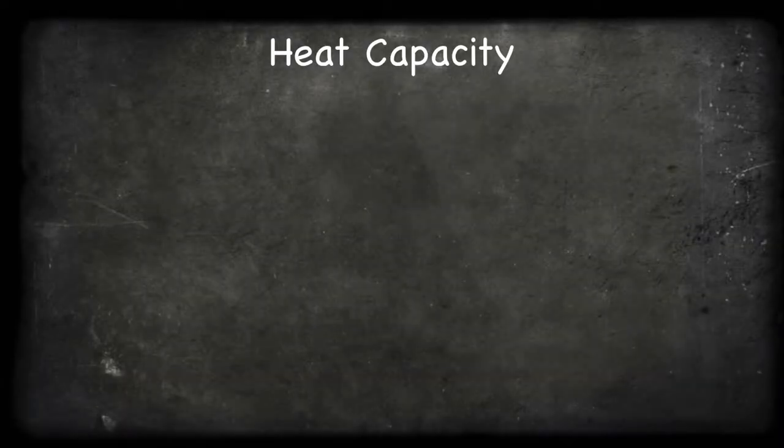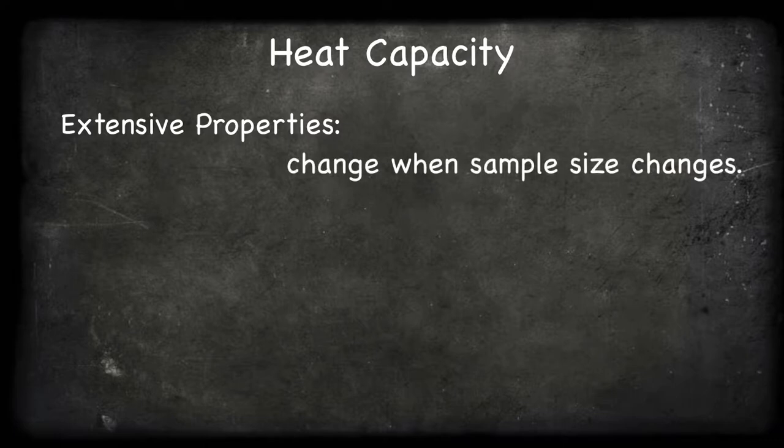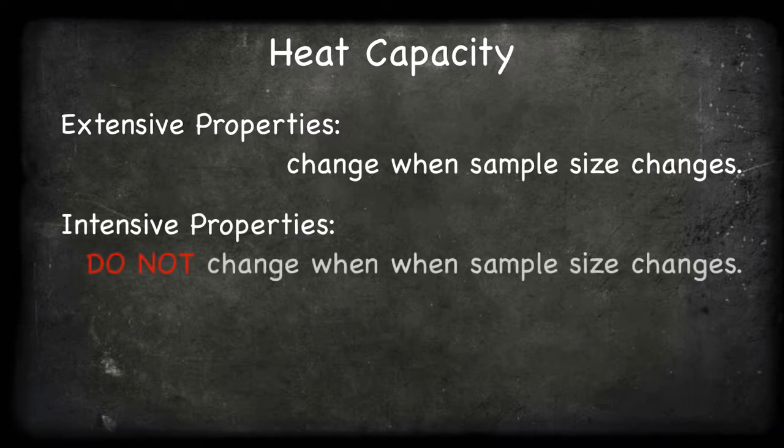All matter has unique properties that distinguish it from other matter. There are extensive properties, which are properties that change when the size of the sample changes. Then there are intensive properties, which do not change when you take away some of the matter.